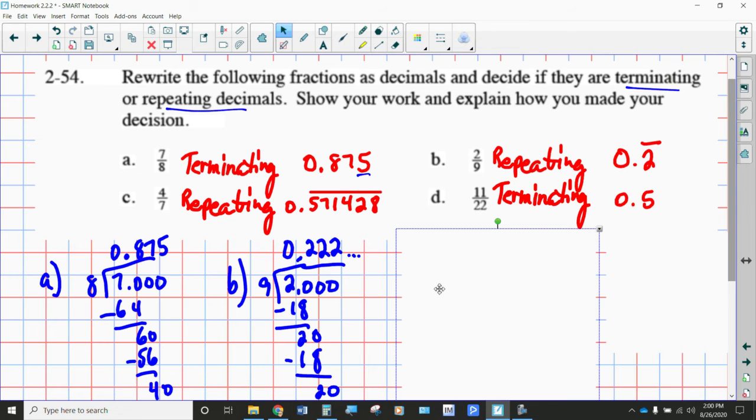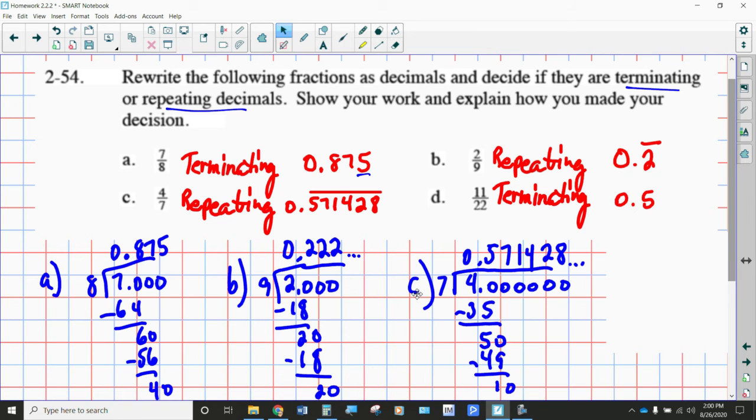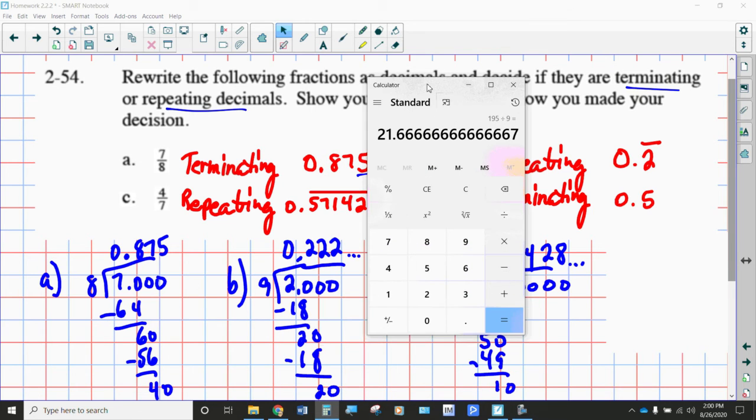4 divided by 7, this is probably the worst one to have to show your work on. If you were using a calculator, it'd be so much easier. But it turns out it takes 6 digits before you start to see a repeating pattern. So this goes 571428, and it's going to go 571428, 571428. And you would see that on the calculator. What is that? 4 divided by 7, 571428, 571428, 5714. The next digit would be 2, the one after that would be 8, and so on and so forth.